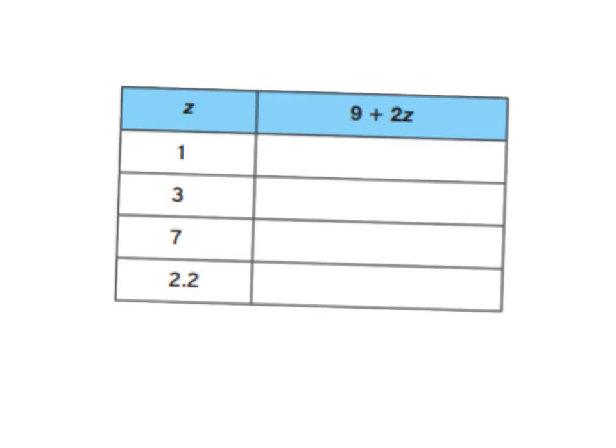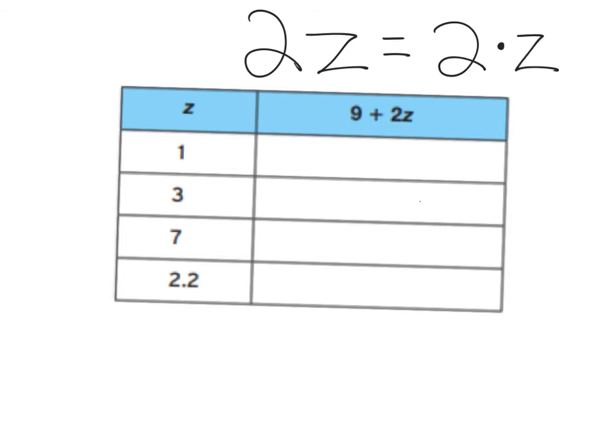Okay, on the next one, same thing. We have a variable. So we have to remember, though, when we see anything that says 2z, a number and a variable beside each other, this is equivalent to 2 times z. Those are equal expressions. So I'm actually going to draw one more line so I can put my answer over there. So what I would do is say 9 plus, and I'm going to plug in 1 for z, 2 times 1. So I know order of operations, you multiply first. 2 times 1 is 2, plus the 9 is 11.